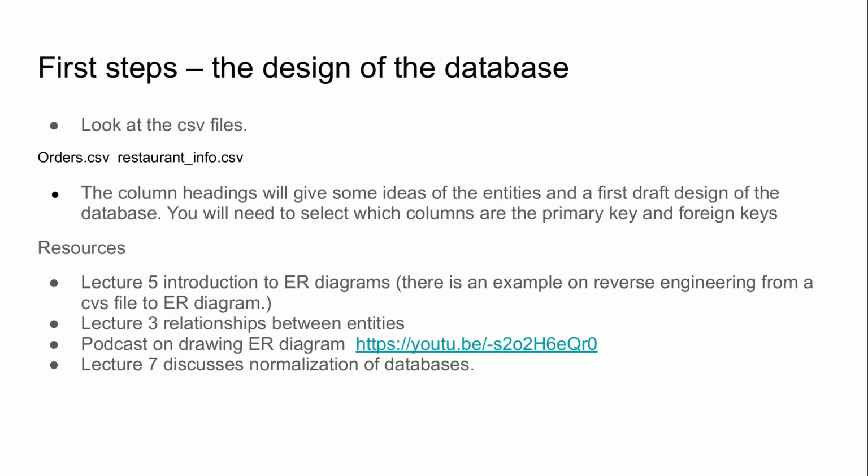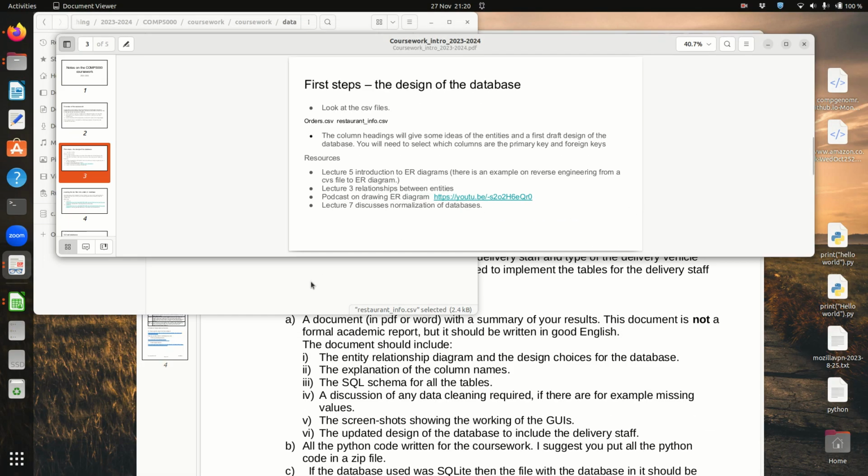Okay, so what's the first step? The first step really is to look at the CSV files, which you can download from the DLE. The column headings will give you some ideas of the entities and a first design of the database. Then you have to select which columns are the primary keys and foreign keys, and from your initial design you have to start on some normalization and design choices to clean up the design.